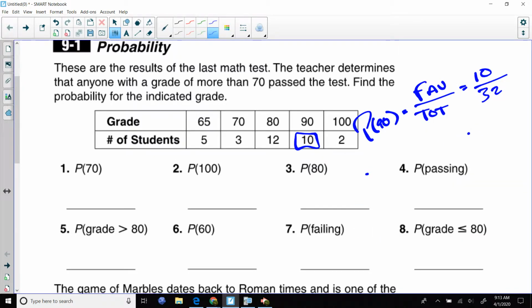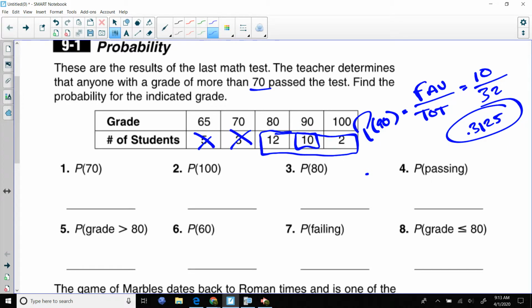So for this particular question, 0.3125 is a 31.25% chance of randomly selecting a student who had a grade of 90% on the test. You would do the same thing for the 70%, for the 100%, for the 80%. Now it's just a probability of somebody passing. The teacher determines that anyone with a grade of more than 70 passes, which means this one wouldn't count and that one wouldn't count. So you would add up all the grades that are higher than 70 and then divide those by the total. All right, pretty simple.